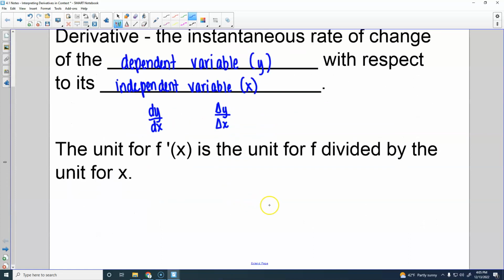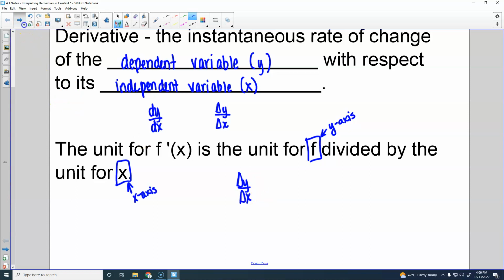So the unit for f prime of x, the derivative of f, is the unit for f divided by the unit for x. And here, whenever we say f, that's whatever the name of the function is, but it's going to be on your y-axis, and of course the x will come from your x-axis. So whenever you're doing units, when you're looking for a derivative, it is change in y over change in x. So you can take the units for the y-axis and divide it by the units for the x-axis, and that gives you the units for your derivative.